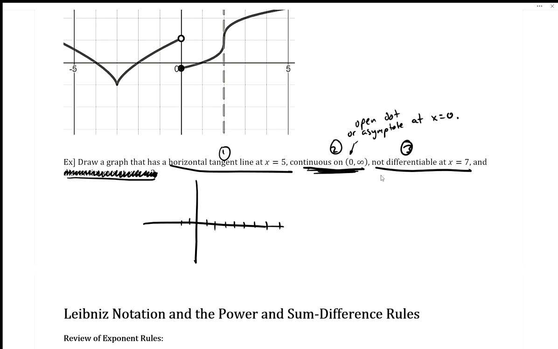So it's up to us, our answers can vary. Now I'm just going to do an open dot, that's a little easier to draw. I'm just going to put it right here. There's my open dot. And then continuous on 0 to infinity means it needs to go to the right somehow, like that. It also doesn't matter the order we do these in, as long as they're all satisfied at the end. So we'll go back and double check.